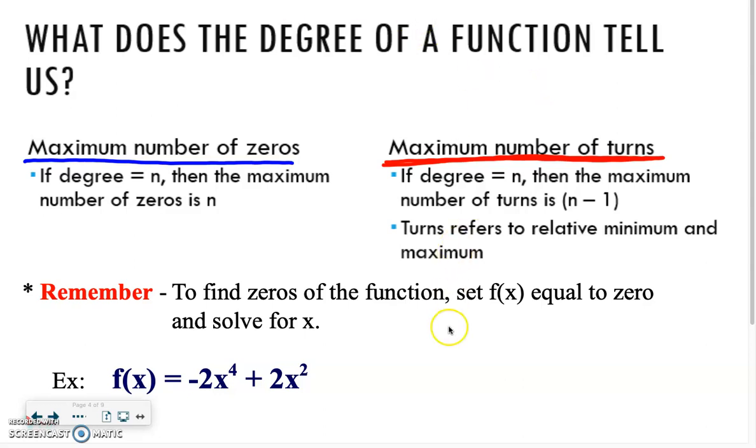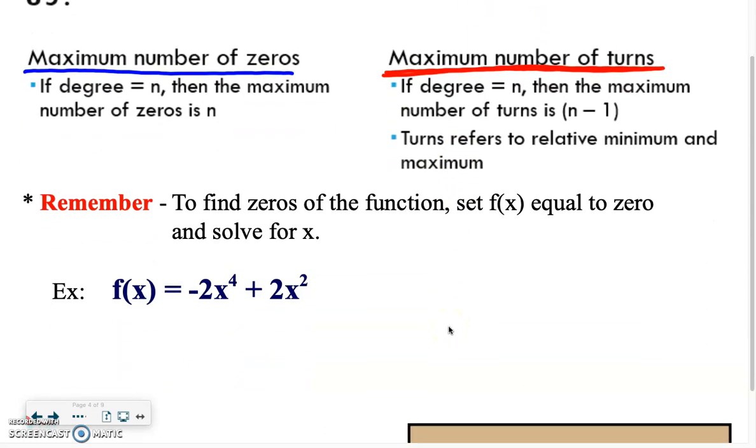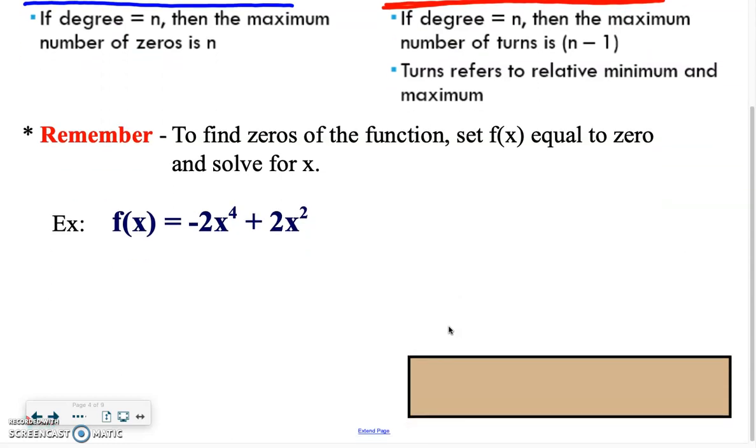So again, please don't make that harder than it needs to be. Degree is going to tell you the end behavior. Degree is going to tell you how many potential zeros you have. Degree is going to tell you how many turns. Also, just as a reminder, we've been doing this all along, but when you want to find zeros of the function, you're going to set f of x equal to 0 and solve. So if we were to do that eventually here, before we do that, let's answer some questions.